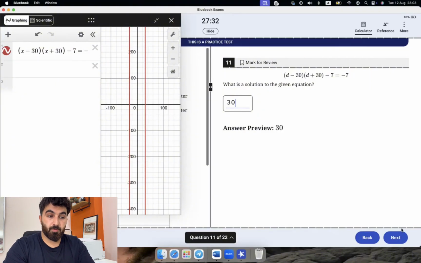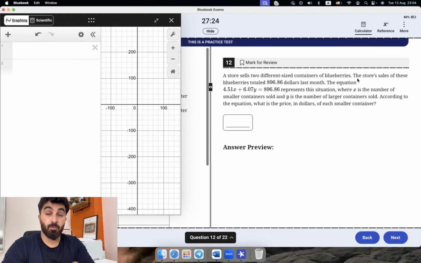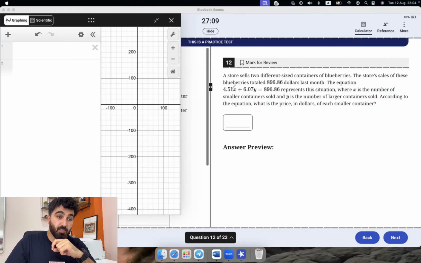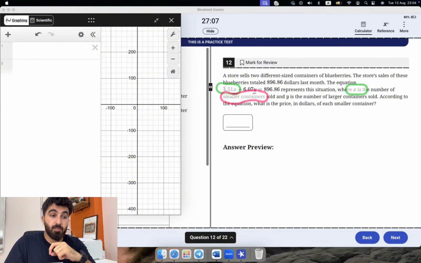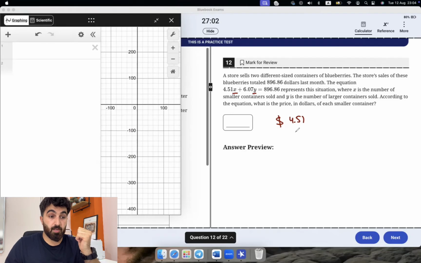Let's write positive one. There are two different size containers of the blueberries. The store sales of these blueberries total this many dollars last month. The equation represents a situation where x is the number of the smaller containers sold and y is the number of the large containers. If x is the number of the smaller containers and y is the number of the large containers, it means 4.51 is the price of one smaller container and 6.07 is the price of one large container. The question is, according to the equation, what is the price in dollars of each smaller container? That's 4.51.